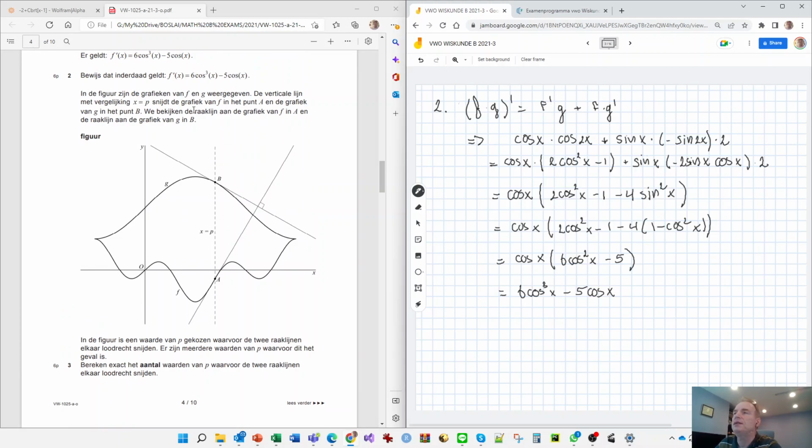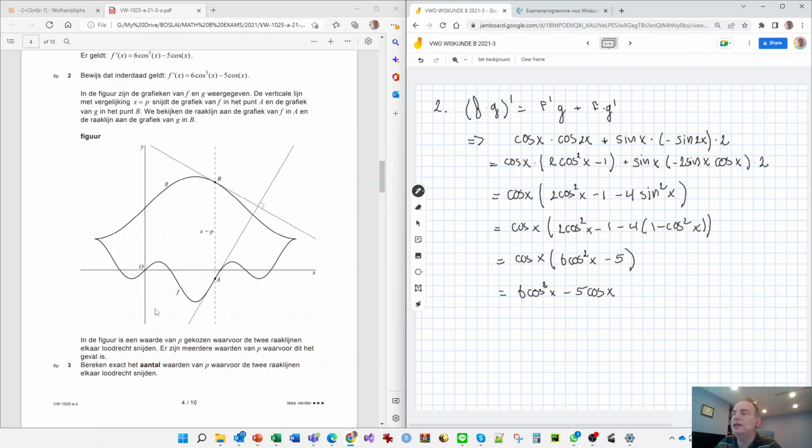Then they say there's a vertical line, x is p here, which intersects f in A and g in B. Alright. And then they say they have a look at the tangent of f in A and the tangent of g in B, which are drawn here. And then here they particularly give a situation where these two tangents are perpendicular to each other.